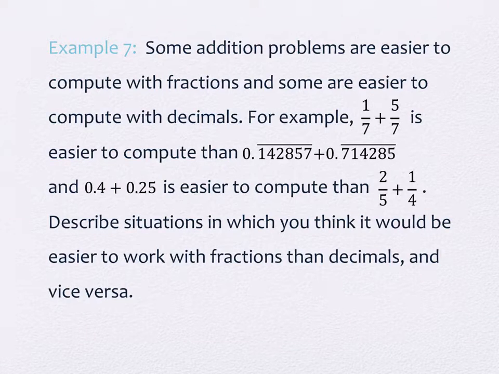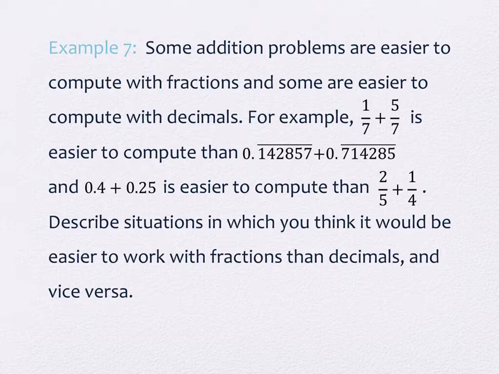All right, example 7. Some addition problems are easier to compute with fractions, and some are easier to compute with decimals. For example, 1/7 plus 5/7 is easier to compute than the repeating decimal 0.142857 plus the repeating decimal 0.714285. Right? I don't want to add those repeating decimals together. That looks terrible. But 1/7 plus 5/7 is very quickly 6/7 in my world. And then another example, 0.4 plus 0.25 is easier to compute than 2/5 plus 1/4. So in that case, the decimal is easier to compute than the fraction.